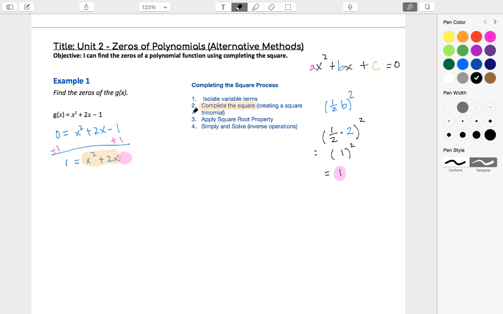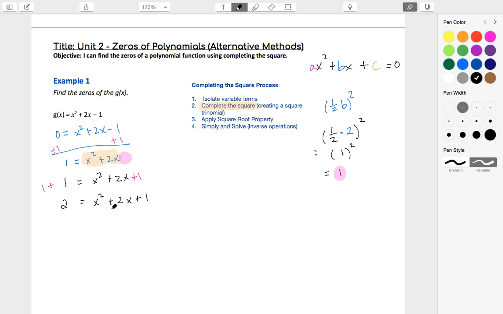So I'm going to rewrite this problem, but with 1. Here we have 1 is equal to x squared plus 2x, and the new 1 that I'm going to add in there is plus 1. But recalling that whatever we do to one side, we have to do to the other side as well. So we're going to add that 1 not only to the right, but also to the left, plus 1. Okay, so then we'll get 2 is equal to x squared plus 2x plus 1.